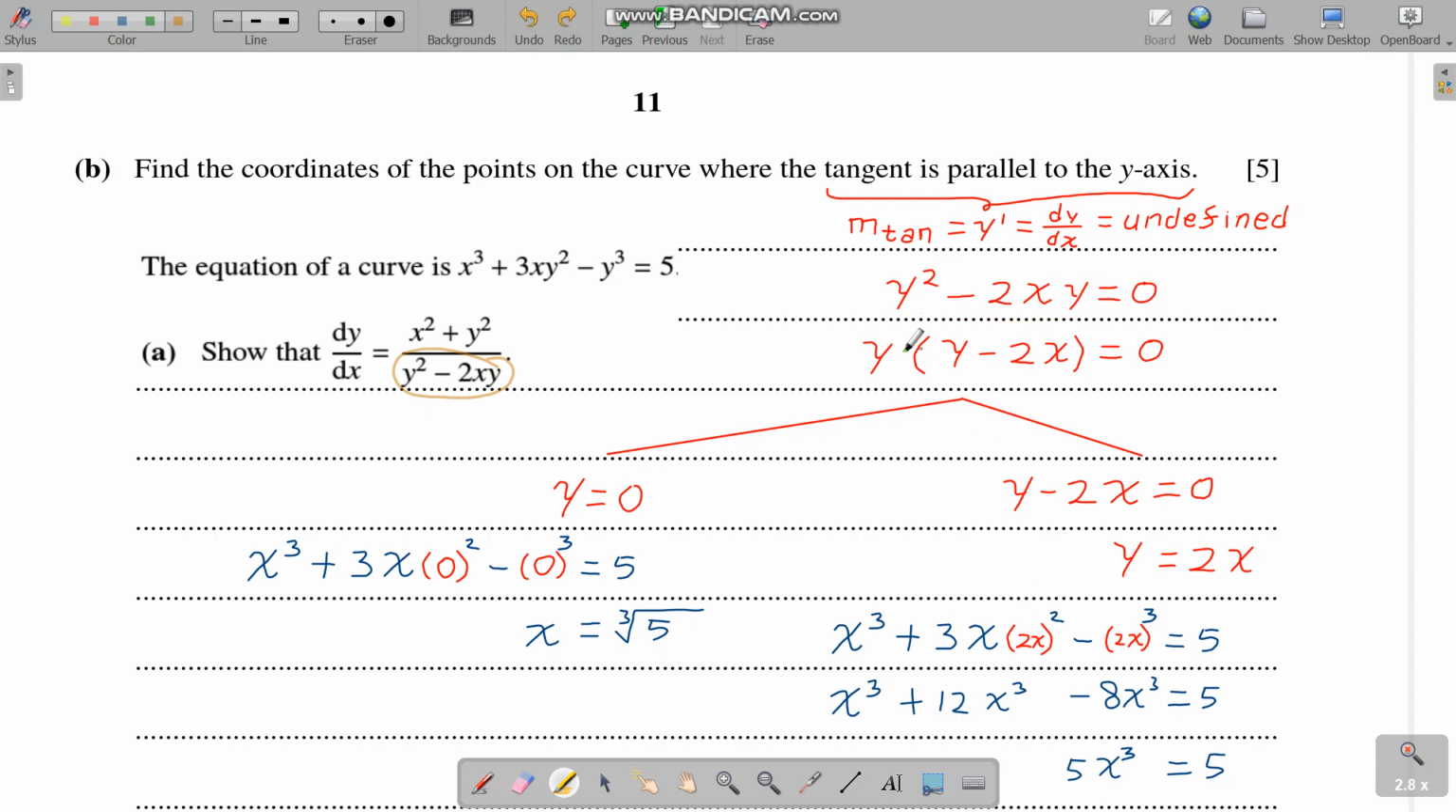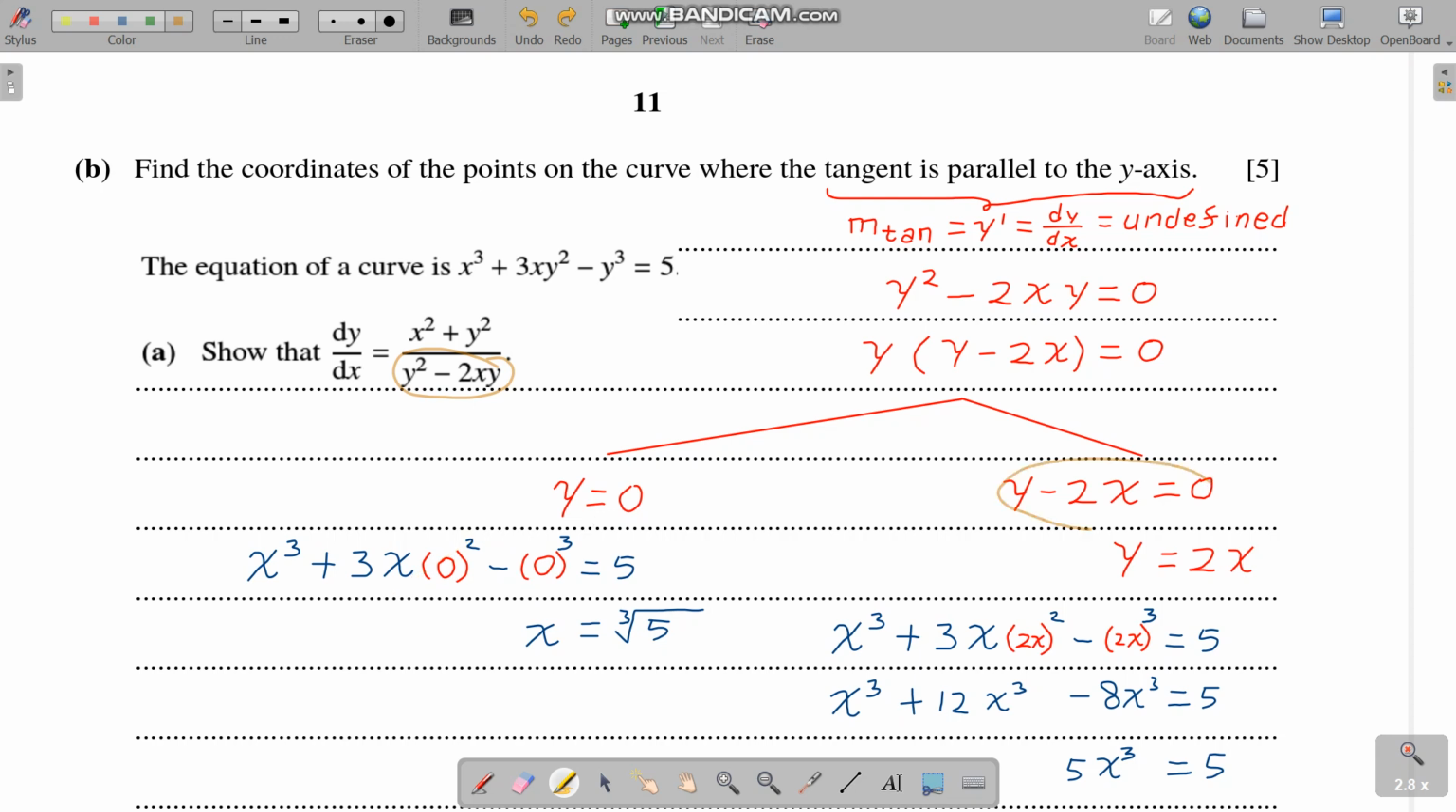So that means we have y equals 0 or y minus 2x equals 0. If y is 0, we plug into the curve equation to find the x coordinate. So replace the y with 0. This is just 0, so x is the cube root of 5.